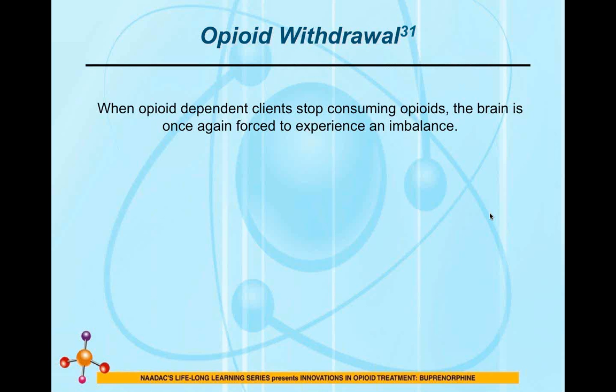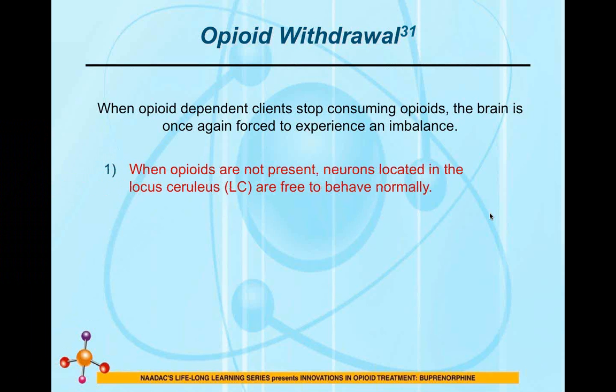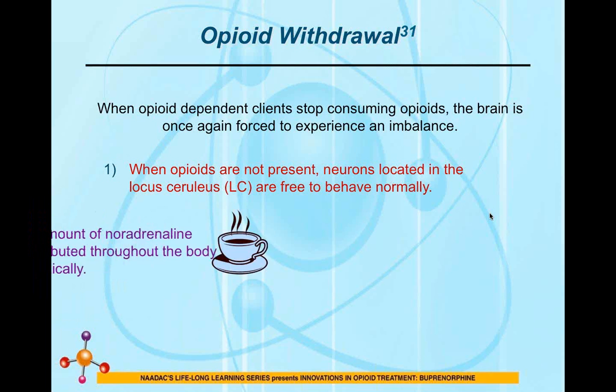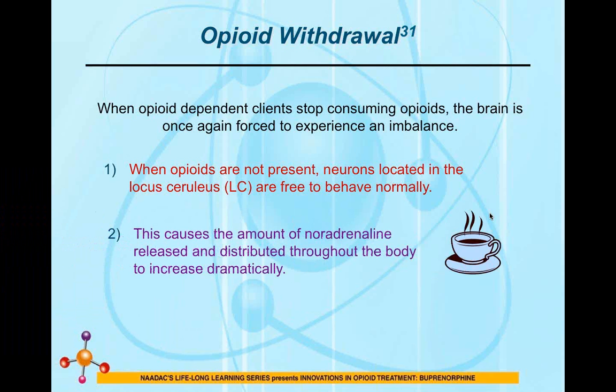But what we know is that it takes a while for all those adaptations that took place, such as increasing the amount of noradrenaline that's in the system, to reverse itself and lower the amounts back down to normal amounts prior to when all this happened. And so what it's going to do now is that when opioids are not present, as we talked about in the previous question, then we've got neurons located in the LC that are free to behave normally. And so this causes a lot of noradrenaline to be released and distributed throughout the body, and that is increased pretty dramatically when opioids are processed out of the system and there's nothing balancing it out. And so this causes withdrawal symptoms.